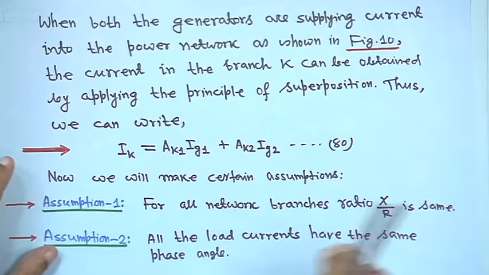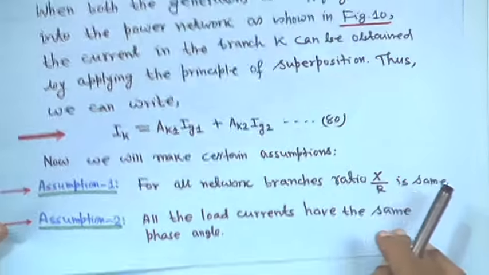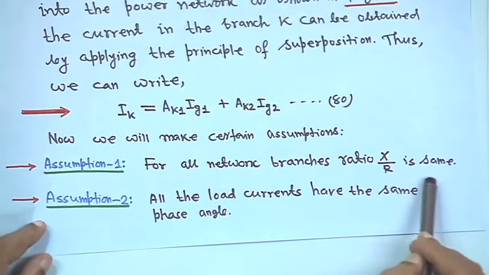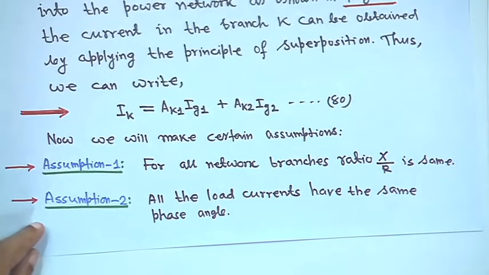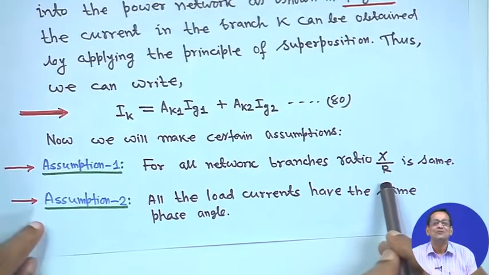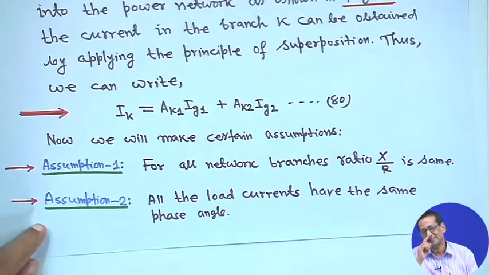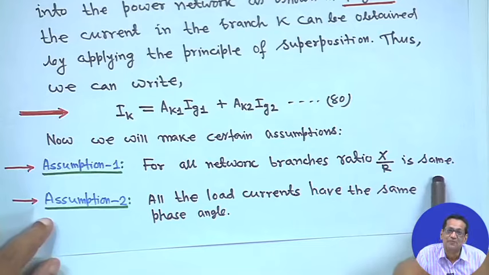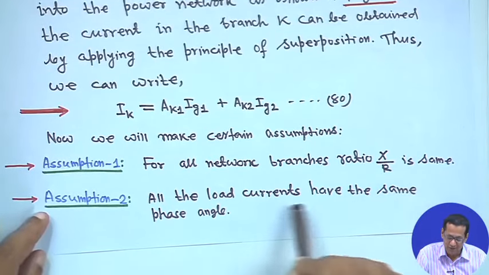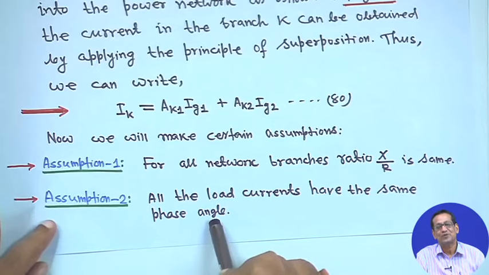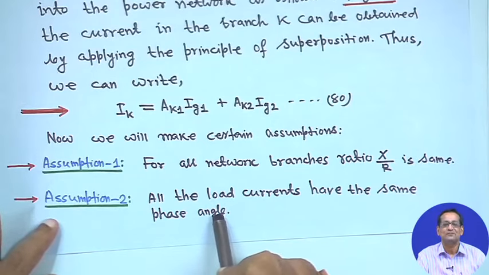Now, we will make certain assumptions. The assumptions are that for all network branches the ratio x by r is the same. This is actually a very bad assumption. For transmission lines the x by r ratio is not the same, it varies, because you use different types of conductors. But we will assume that the x by r ratio is the same. The second thing is that all the load currents have the same phase angle. This is also not true, but we will assume it for approximation.